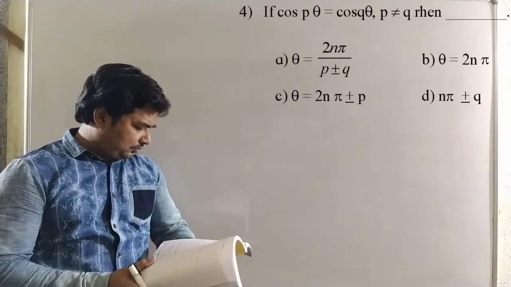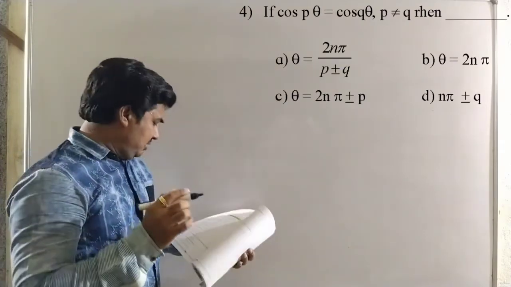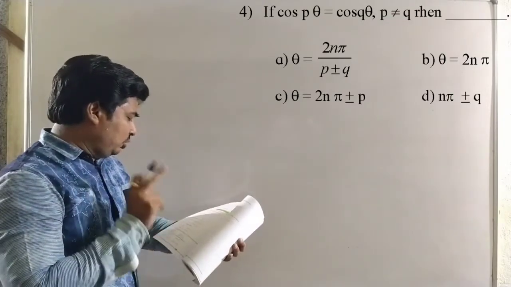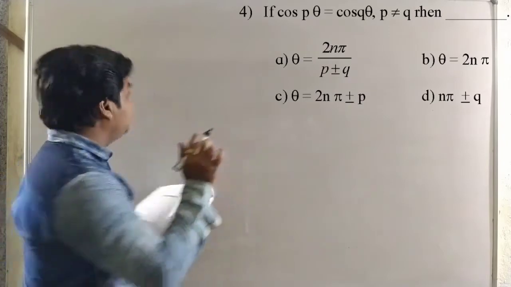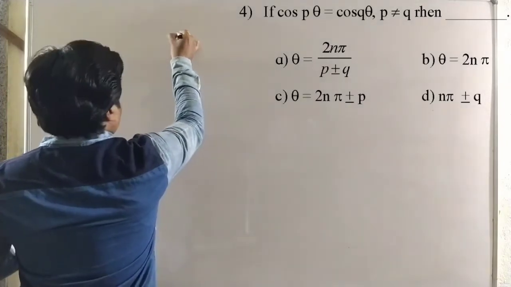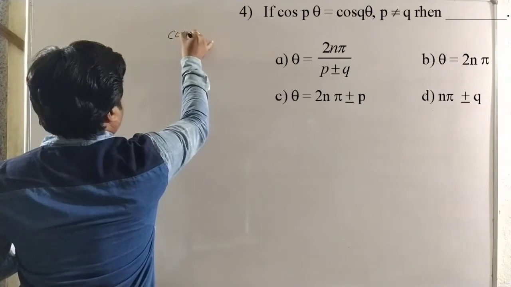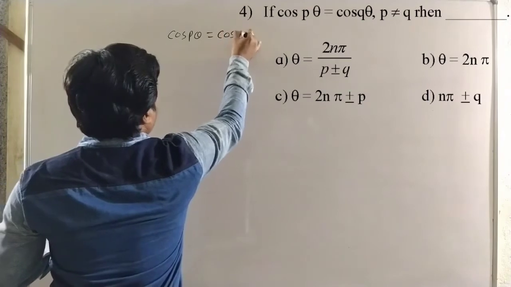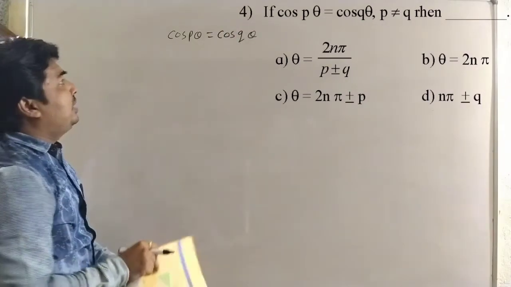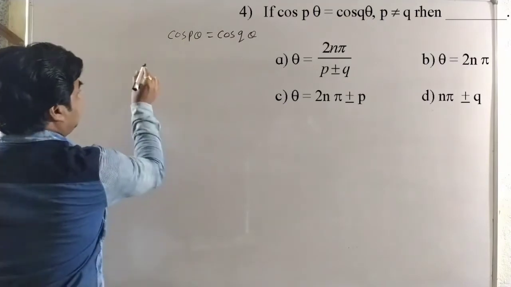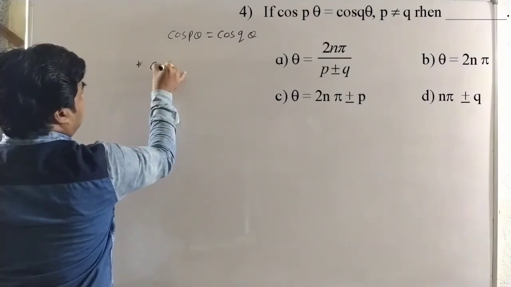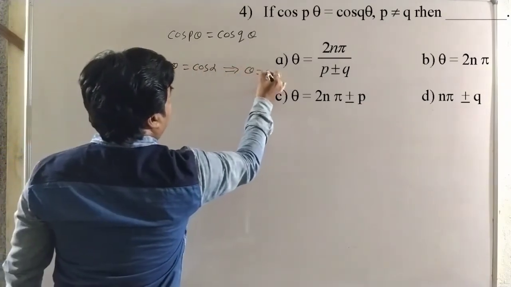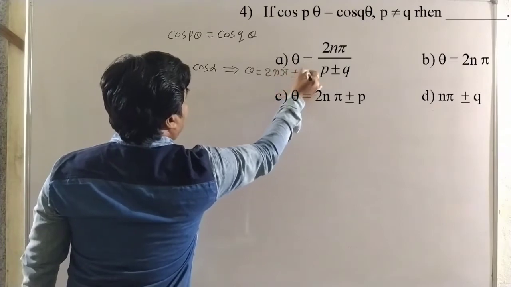Next, question number 4. Again here we find the value of theta, that is the general solution. See carefully the question. If cos p theta is equal to cos q theta, and p and q are not equal, then we find the solution. Here, to find the general solution, we know the formula: cos theta is equal to cos alpha gives theta is equal to 2n pi plus or minus alpha.